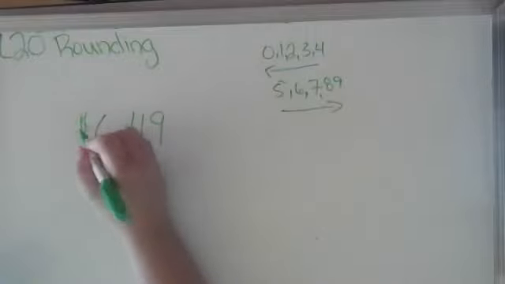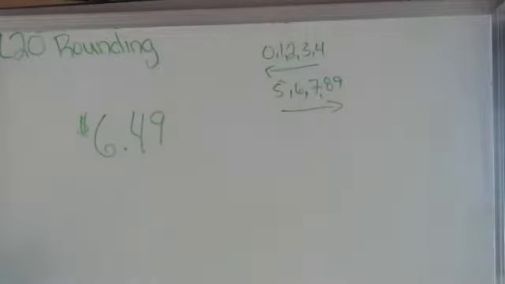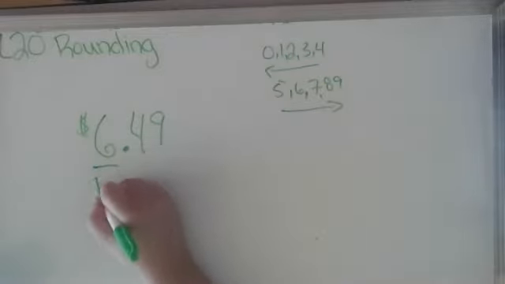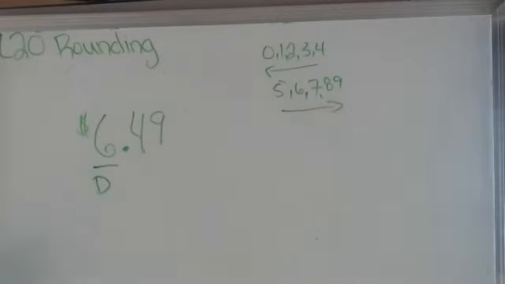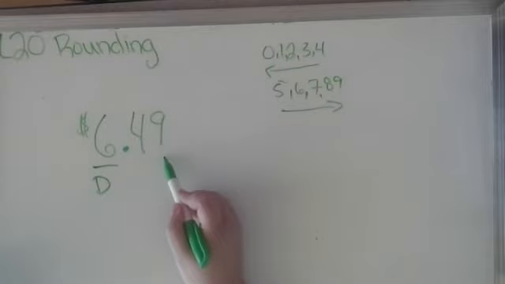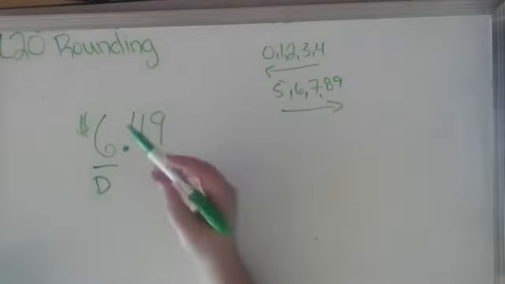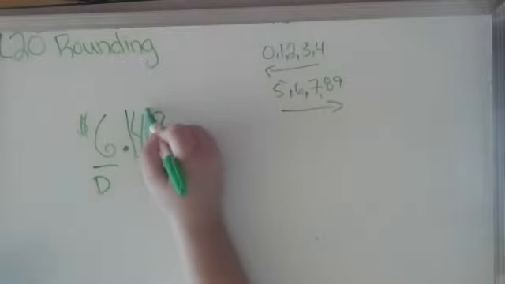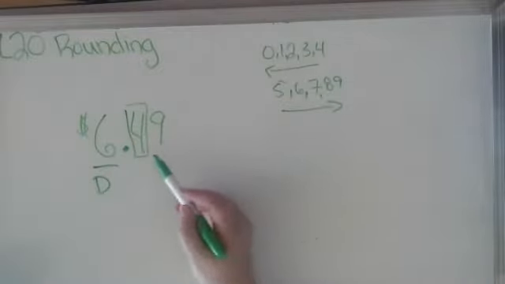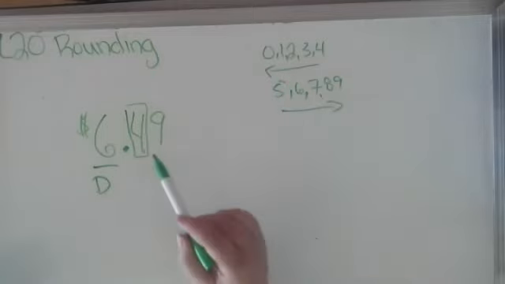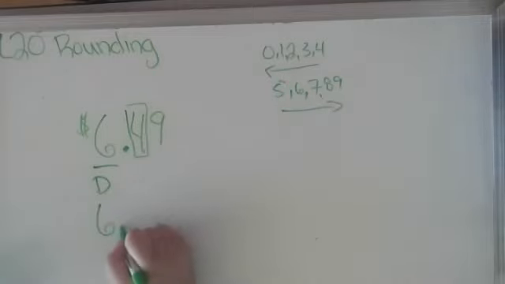$6.49, and it asks us to round it to the nearest dollar. Well, this is the dollar category. That is the dollar column. This is 10 cents, this is 1 cent. So because I'm rounding to the nearest dollar, I am looking at the next number over, which is 4. 4 tells me from my little diagram up here that I am going down, which tells me I am rounding this to $6.